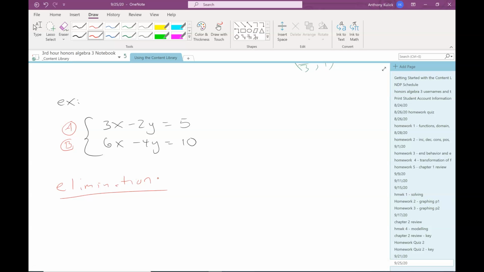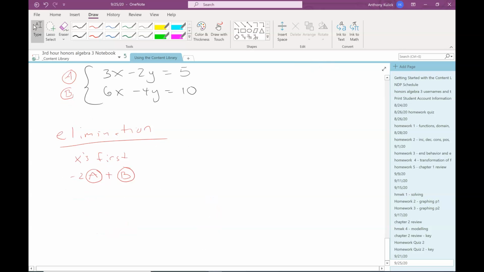Okay. Which variable do you want to eliminate first, x or y? It's about the same, right? Okay. Let's say we're going to eliminate the x's first. How are we going to do that? Yes, very good. I knew what you meant, but I need to make sure that we're being specific. Everybody's good with that plan?